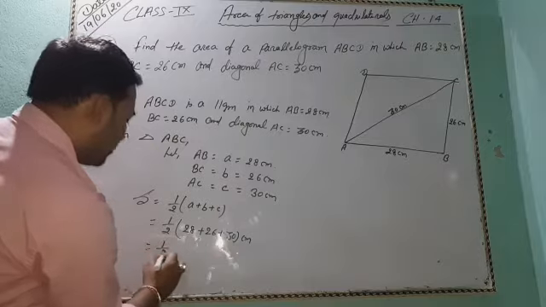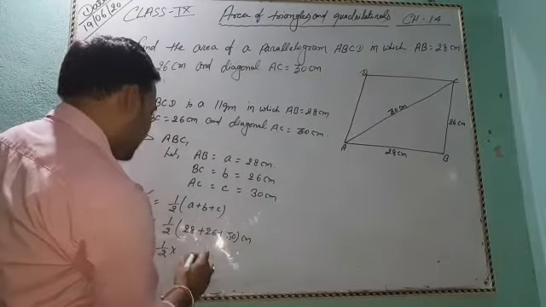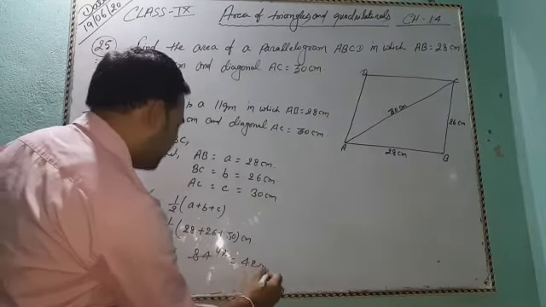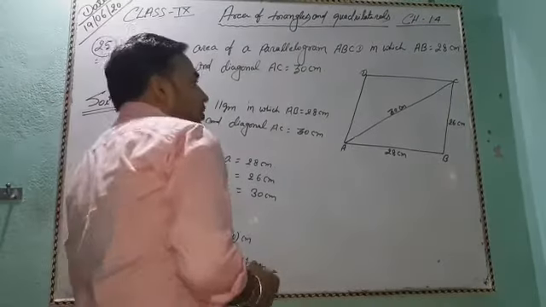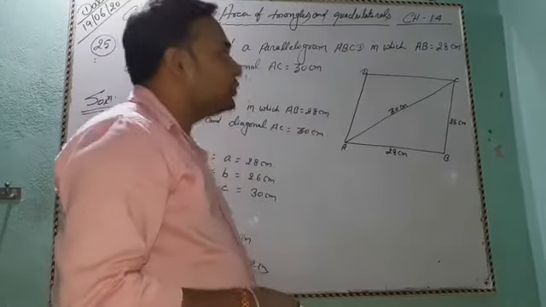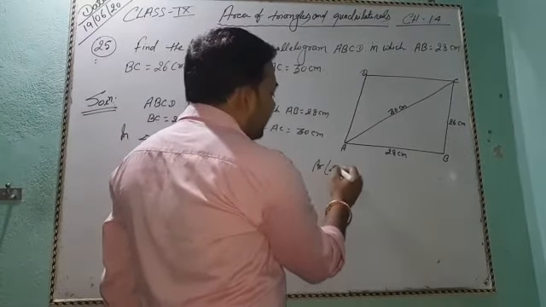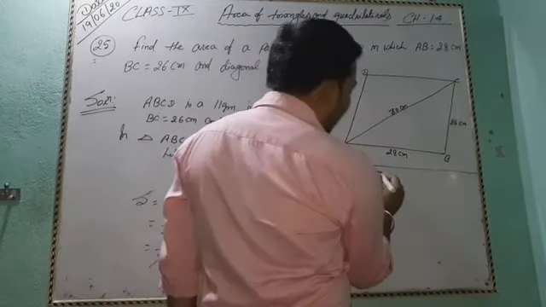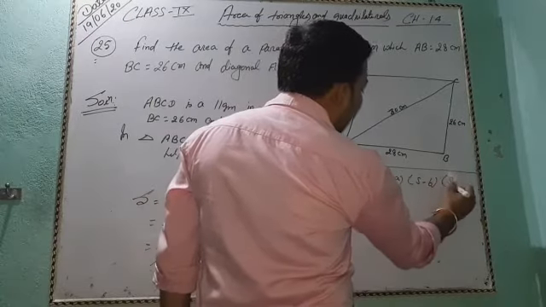So 1 by 2 multiply 84, equal to 42 centimeter. Okay, so area of the triangle ABC. Find the area of triangle ABC. We use Heron's formula. So area of triangle ABC equal to root under s into s minus a, s minus b and s minus c.